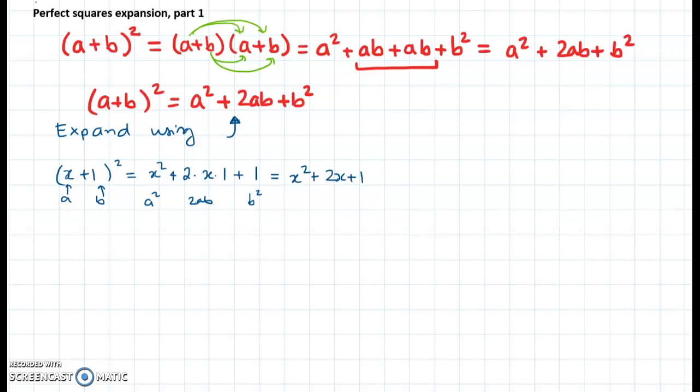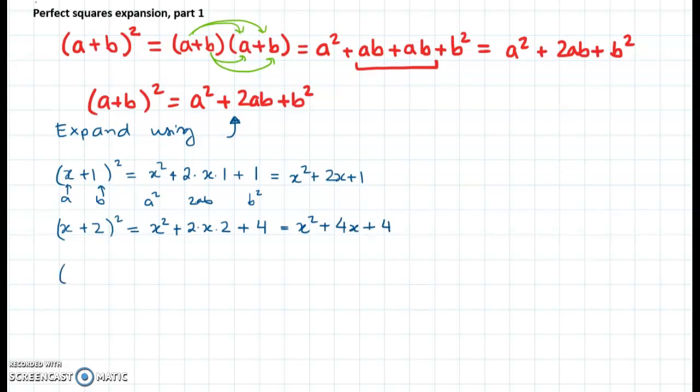Let's try with another one. Let's say we have x plus 2 and we need to square all of this. We need to square x, that's our a, so we have x squared. And then we're going to have 2 times the product of the terms, so 2 times x times 2, plus the square of the second one, so 2 squared, which is 4. So we have over here x squared plus 4x plus 4.